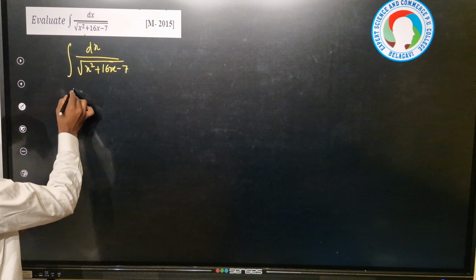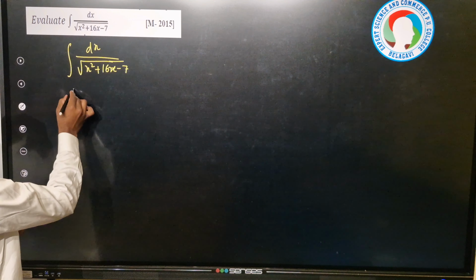So dx, and the same you have to take as x square plus 16x minus 7. You have to take this solution, adding something and removing something. So consider this term only: x square plus 16x minus 7. And you know already how to make the perfect square. That is very important. In the last class also we have discussed that.